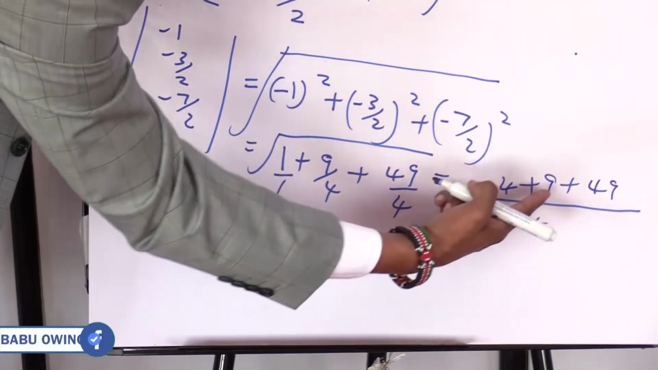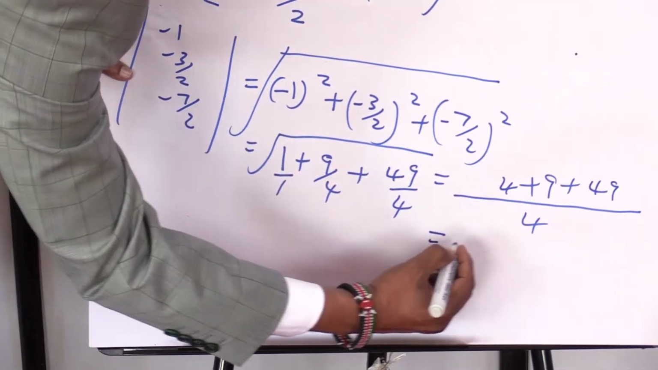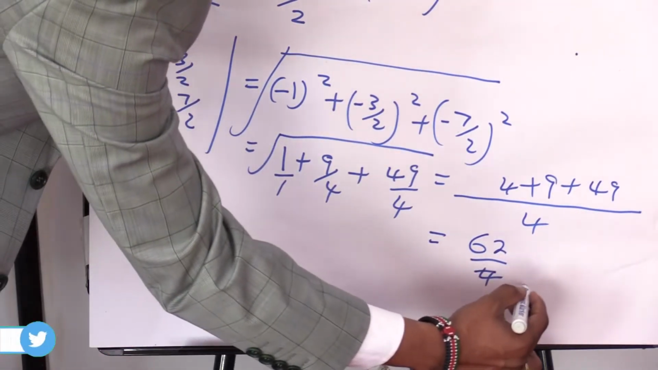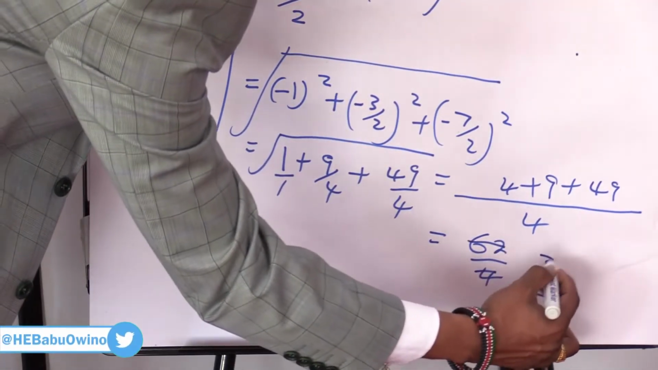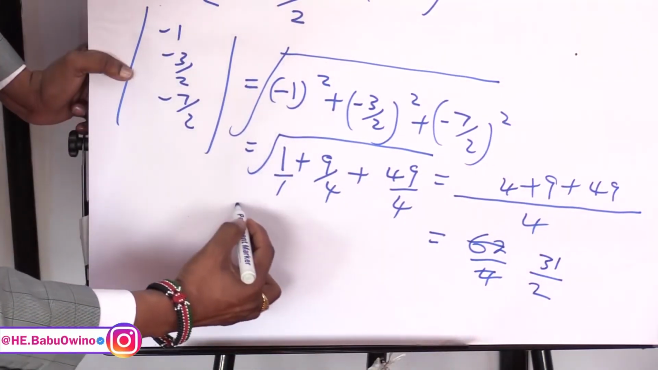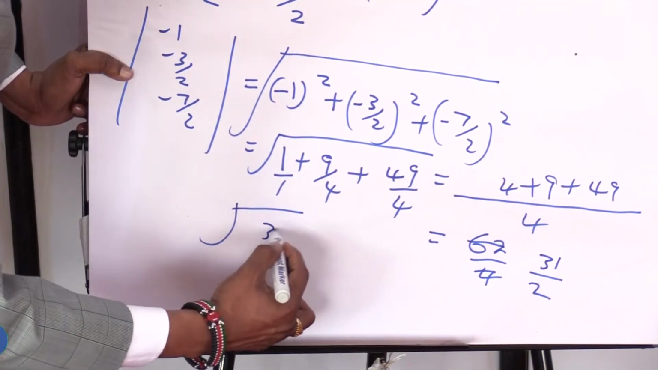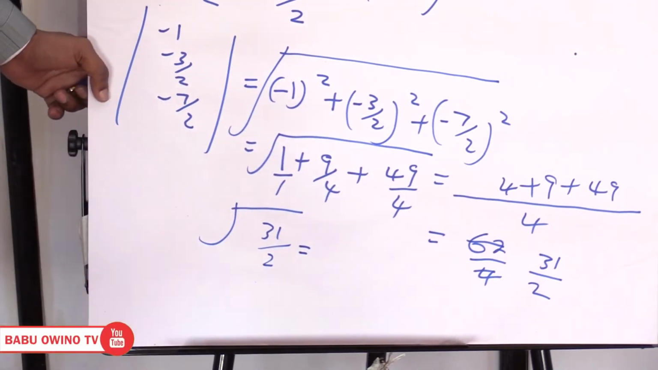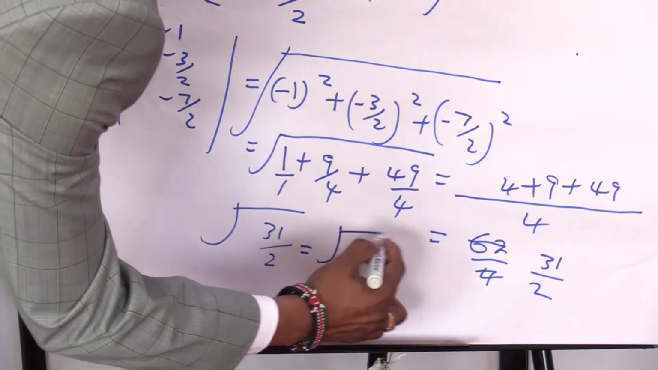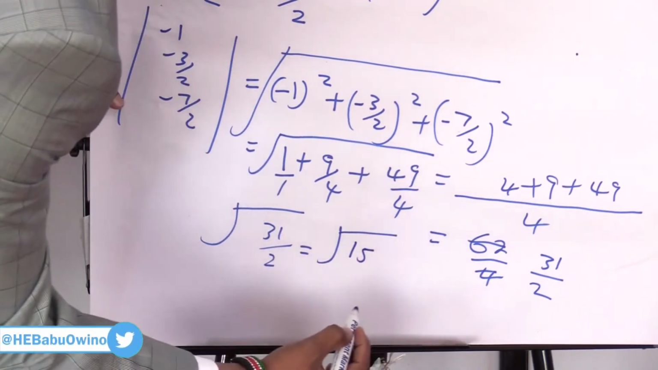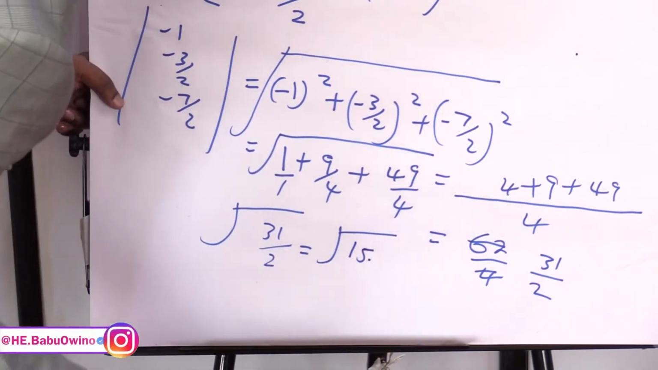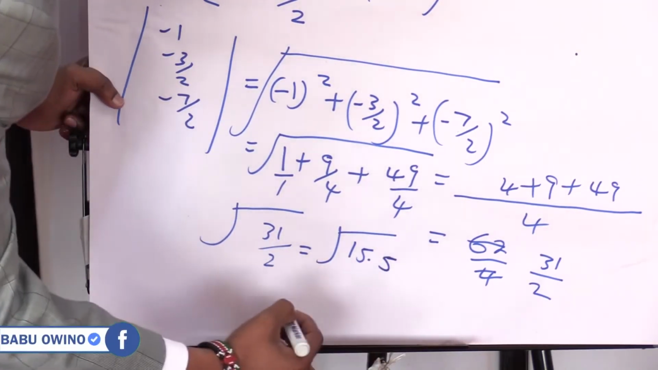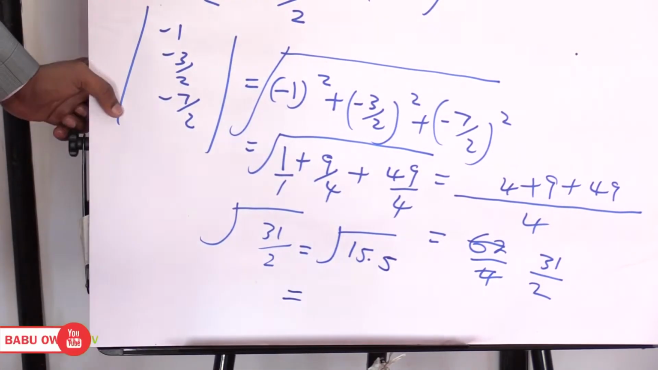So this is 58, 62. So this is 62 over 4. 2 here, twice, 2 here, 31. So this is the square root. What we want is the square root of 31 over 2. So square root of 31 over 2 is the same as square root of 15.5. So what is the square root of 15.5?